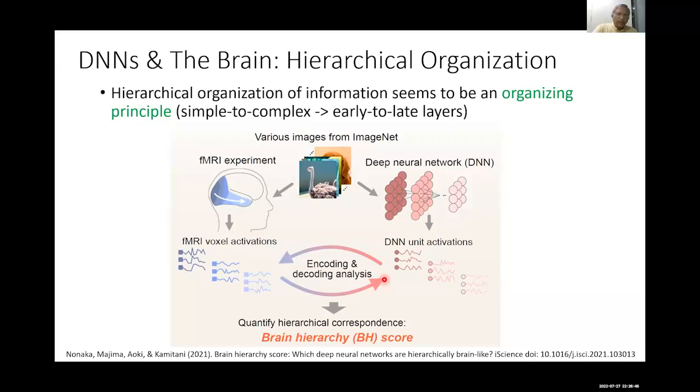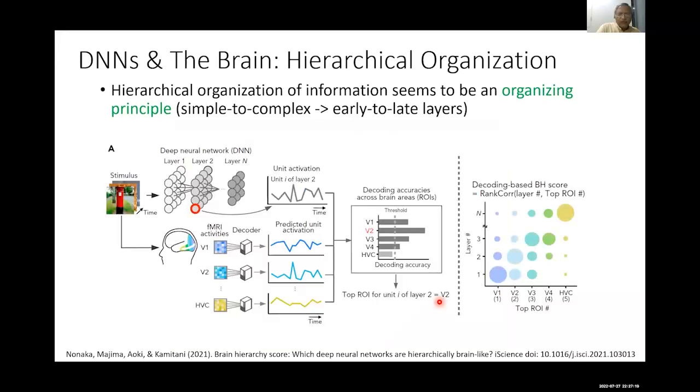So with these encoding and decoding analyses, they define what is called a brain hierarchy score. And they aggregate the hierarchy score computed both in the decoding aspect, where you are trying to predict DNN activation from fMRI, and also in the encoding, where you are predicting fMRI from the DNN. And the aggregate score is called a brain hierarchy score.